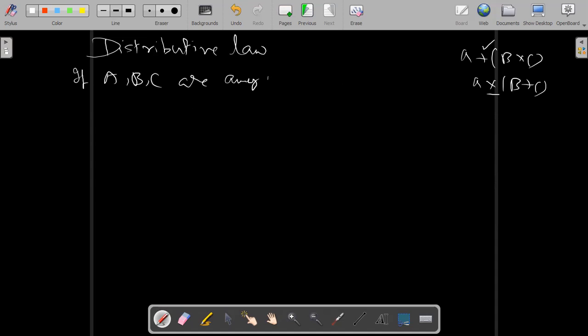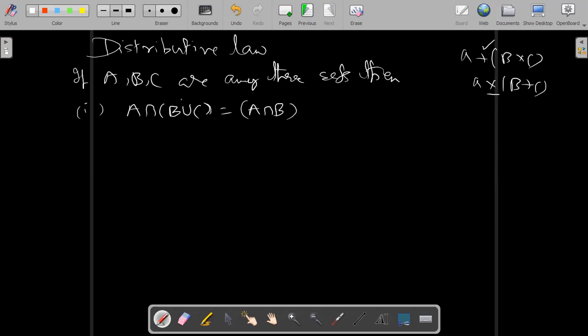Similarly, if any three sets A, B, C are given, number one, intersection over union, A intersection B union C. This intersection will multiply inside, then it will become A intersection B, intersection will go with C, then union will come in between, and A intersection C. This is the distribution of intersection over union.